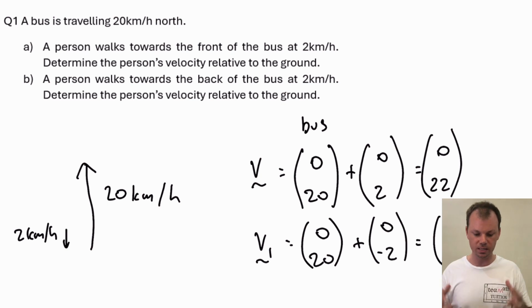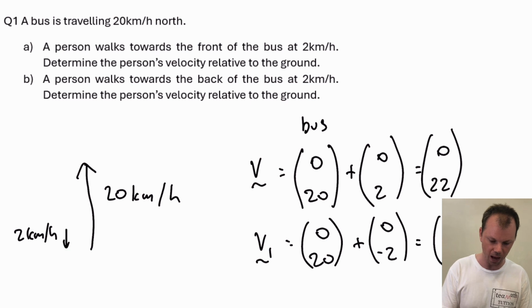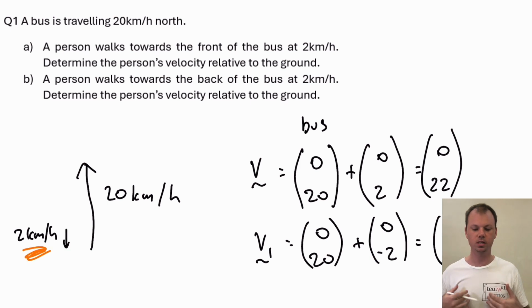This is called relative velocity. This 2 kilometers per hour here is the person's relative velocity. It's relative to the bus, and we want to work out what it is relative to the ground. So there's a little bit of calculation we have to do here.